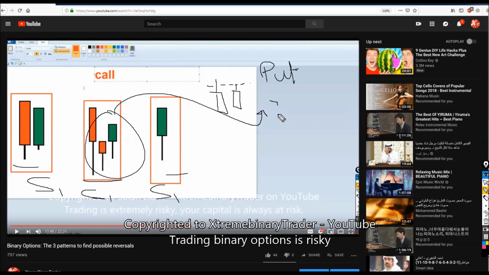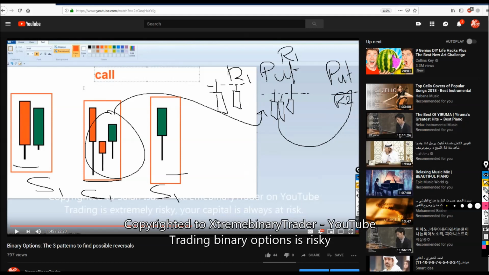For the resistance, try to find three candles. Both of them don't have the same size, and you have to draw your line. The resistance line, in a way, is touching the shortest wick of them. We will mark it as resistance number one, and then we will be prepared to place a put option on resistance number two. So very simple, very easy.